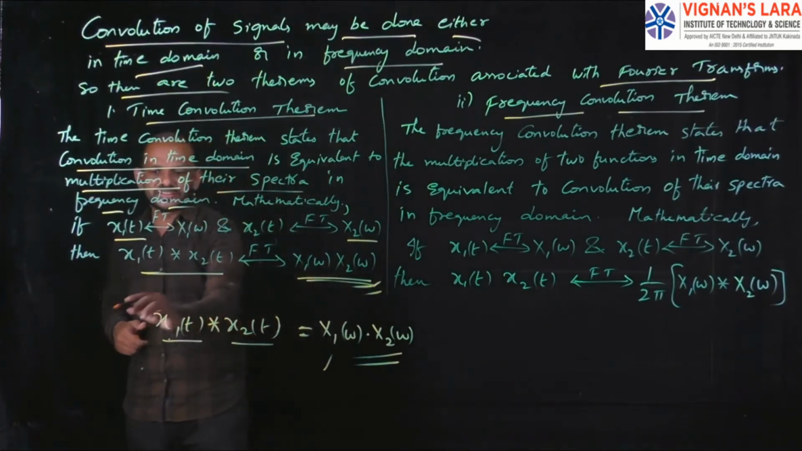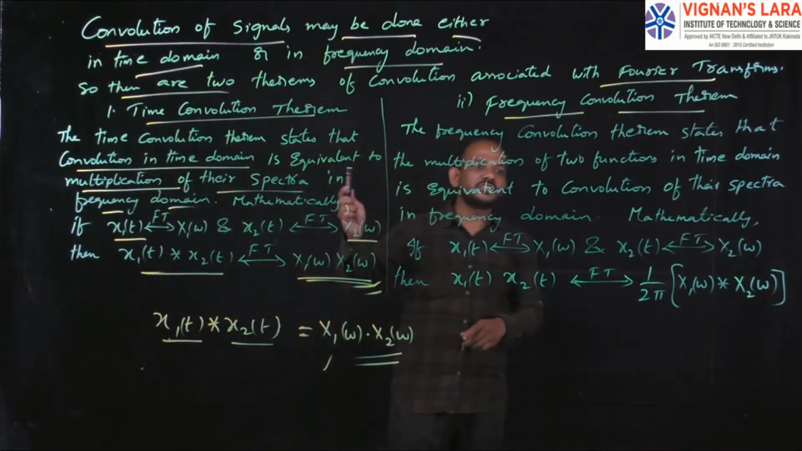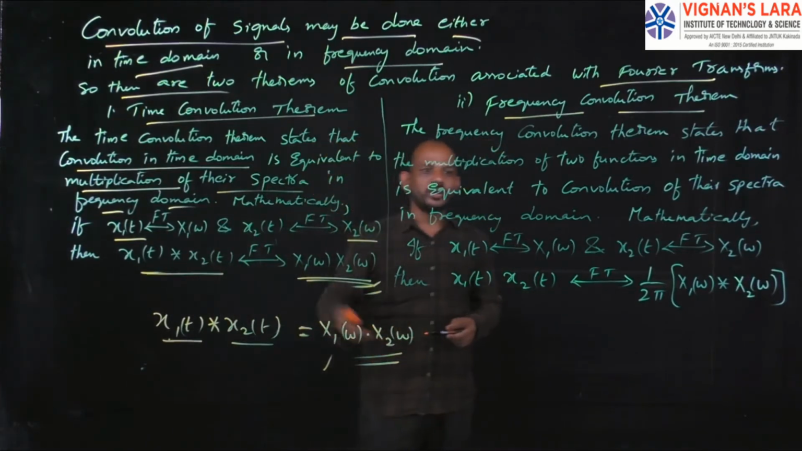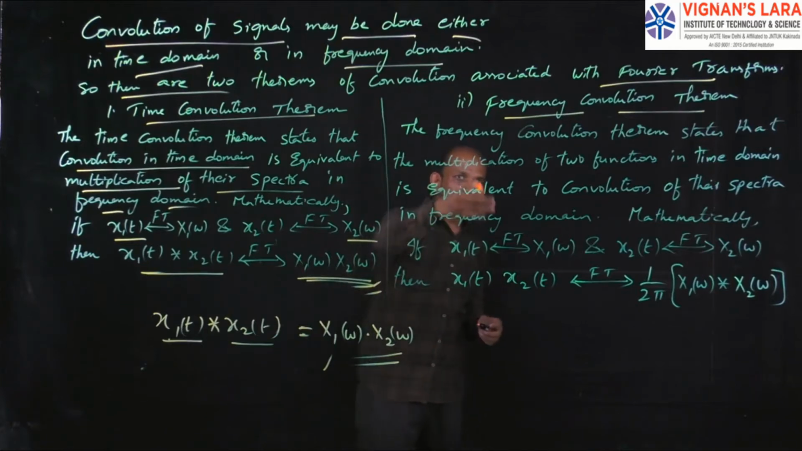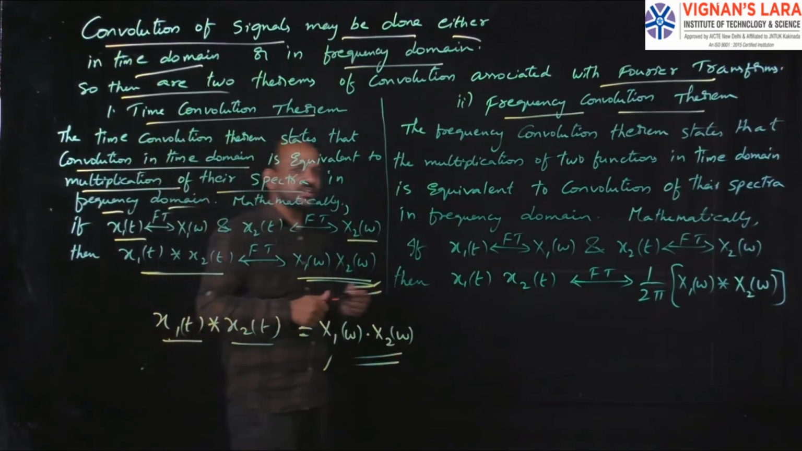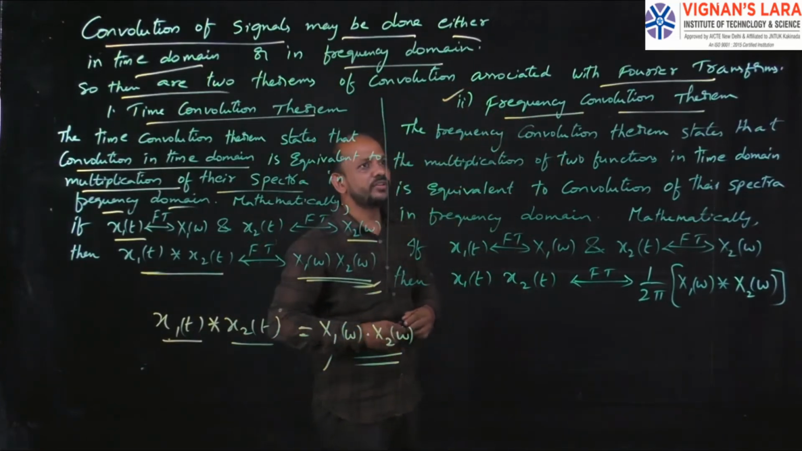So we have to prove this. Already you proved this while proving the properties of a Fourier transform. The same proof will be done here also. You all know the proof for this. For that reason I am going for the frequency convolution theorem. Frequency convolution theorem, the second one. The second theorem is frequency convolution theorem.